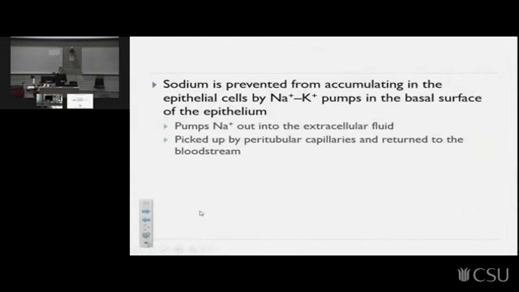Sodium is prevented from accumulating in the epithelial cells by the sodium-potassium pumps on the basal surface of the epithelium. It pumps sodium out into the extracellular fluid, which is then picked up by peritubular capillaries and returned to the bloodstream. Remember, those peritubular capillaries are intertwined around the convoluted tubules. Because they're nice and close to the convoluted tubules, they're able to pick up the sodium that has been pumped out of the cell by the sodium-potassium pump.